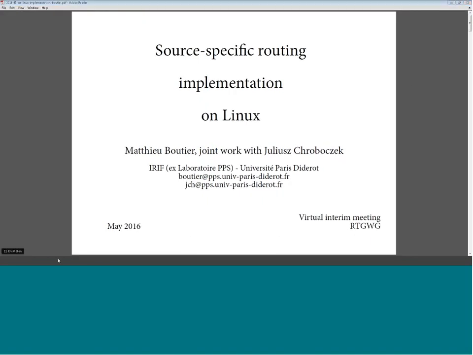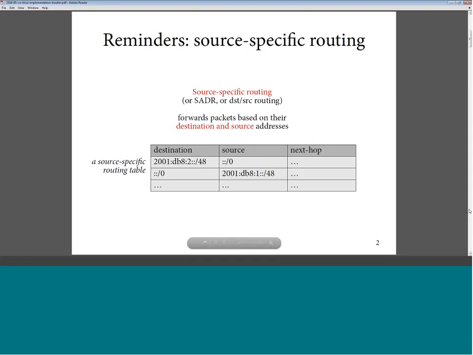So I'm Mathieu Boutier, and I will present you my implementation of source-specific routing in Linux, which is a joint work with Julius Hrabocek. First, just to fix the context, recall that source-specific routing consists in routing packets based on both their destination and source address. And so we have a source-specific routing table which maps pairs of destination and source prefixes to next hop.